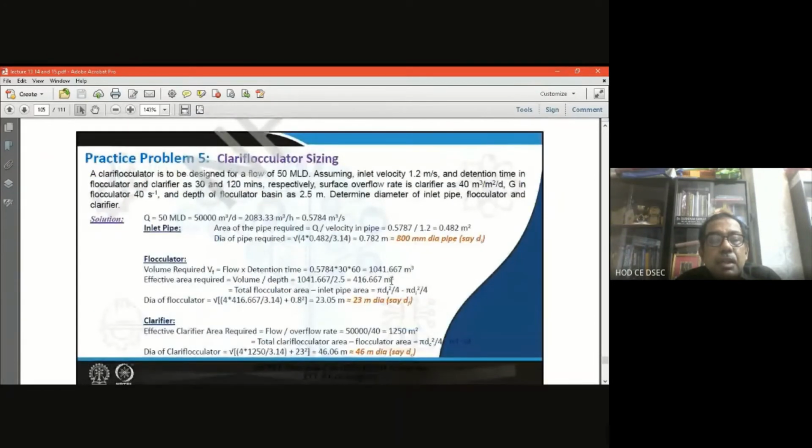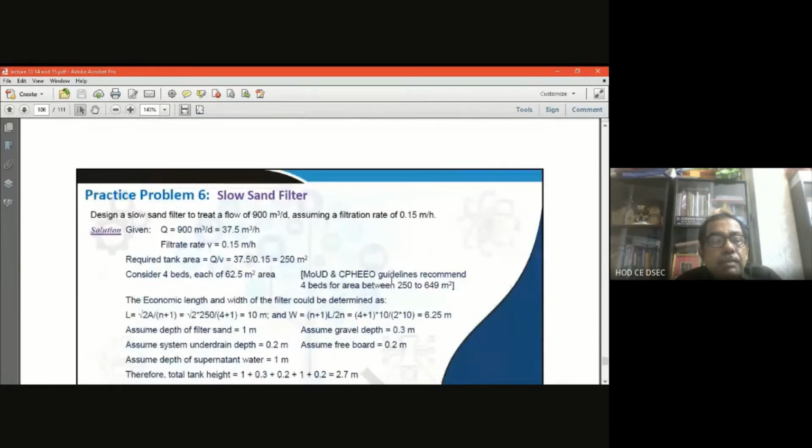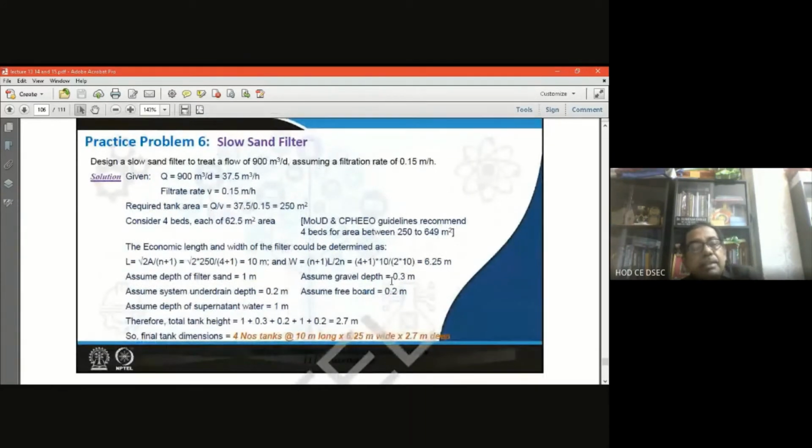Let me discuss first the slow sand filter problem. What is given? Design a slow sand filter to treat a flow of 900 meter cube per day, assuming a filtration rate of 0.15 meter per hour. How to proceed? You have to design the sand filter, which means you have to determine the size of the tanks and the number of tanks of the filter. That much you have to determine.